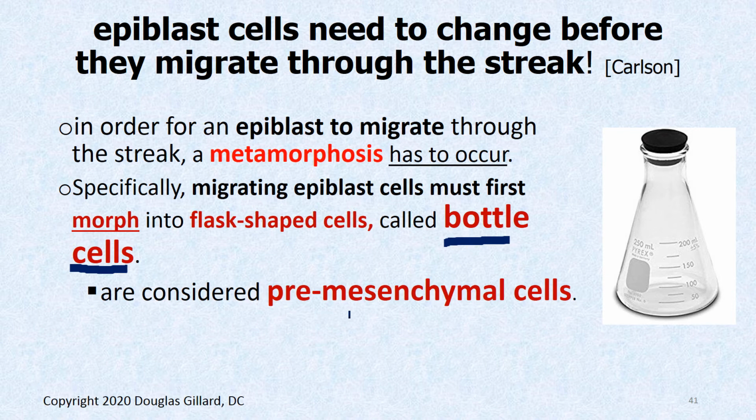And they are pre-mesenchymal cells. Mesenchymal cells are like stem cells, not quite as powerful. They have a more destined role, so you can't harvest them and make any tissue out of them, but they're very stem cell-like. But the bottle cells are not quite there yet.